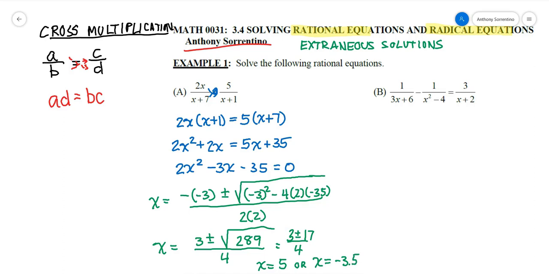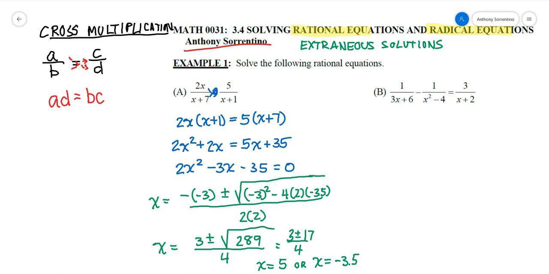Now, as we start doing this more and more frequently and we solve more rational equations, there's also something we tend to need to do first before we even get into all this. All of this work I've done and shown here is based off of a premise. And the premise is that 2x over x plus 7 as well as 5 over x plus 1 both exist. That's a lot to say.